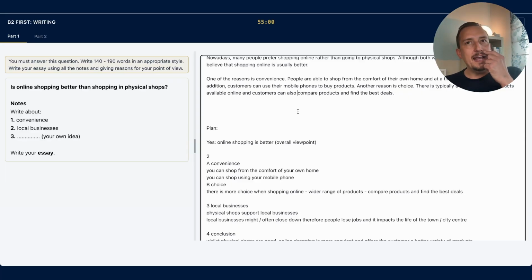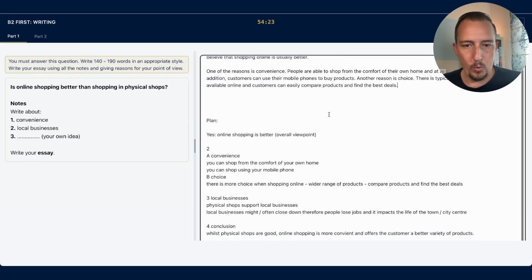Why don't we bring in an adverb here just to make this a little bit better? Customers can, let's talk about how easy it is, right? So let's talk about can easily. Whoops, that's probably not the best place to put it. And customers can also compare products easily. Why don't we say can easily rather than also? There's typically a wider range, and customers can easily compare products and find the best deals. Very nice. Okay, so this is our support.